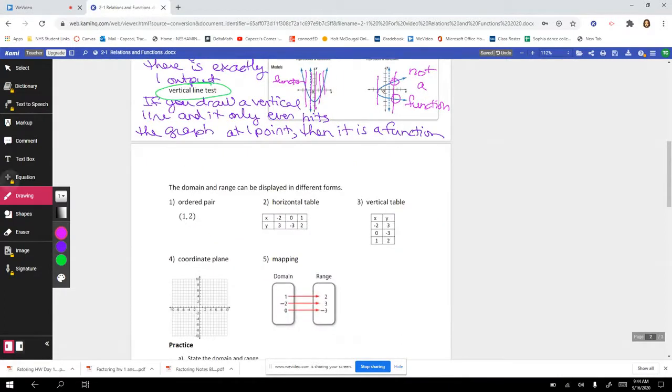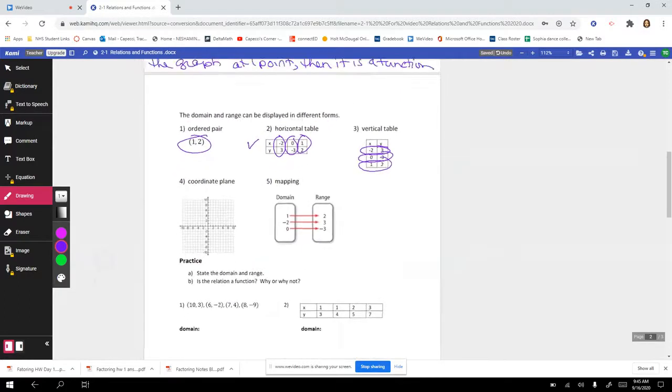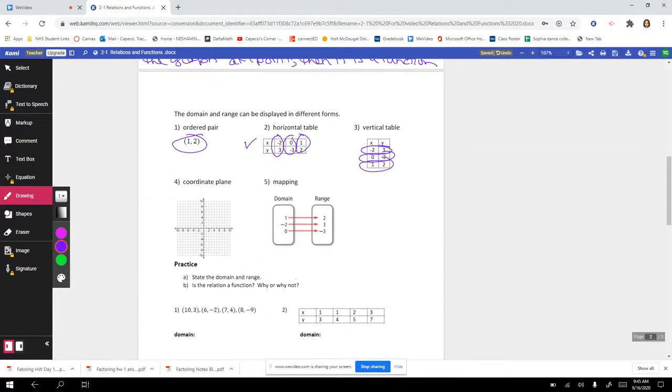Now, when we're talking about domains and range and ordered pairs and different things with relations, we can display these in a series of ways. We can show it as an ordered pair. We can show it as a horizontal table. These are really just things that go together, right? Just displayed a different way. We can also show it as a vertical table. We can also plot points.